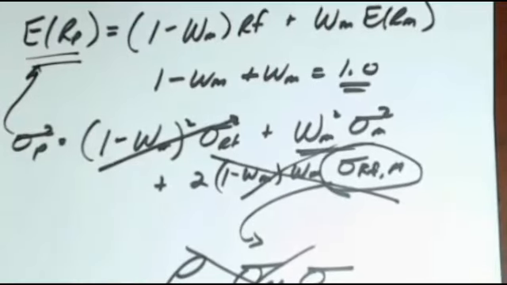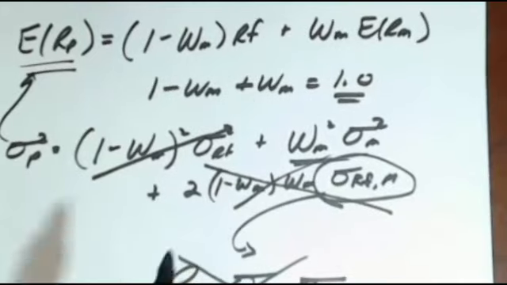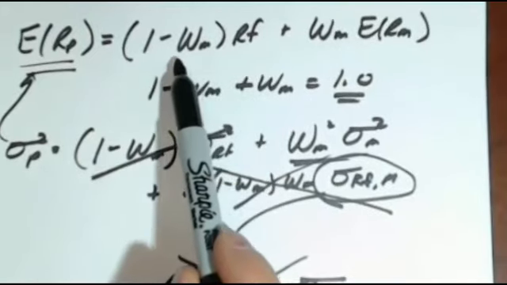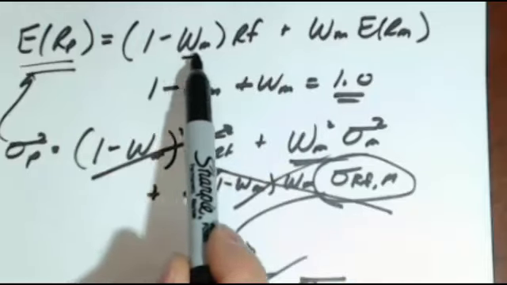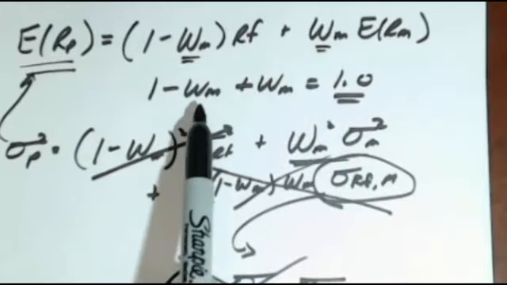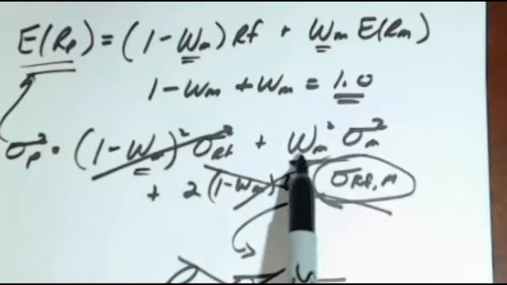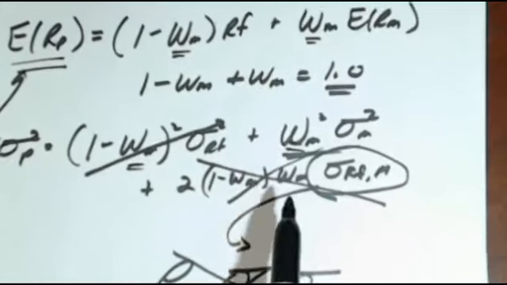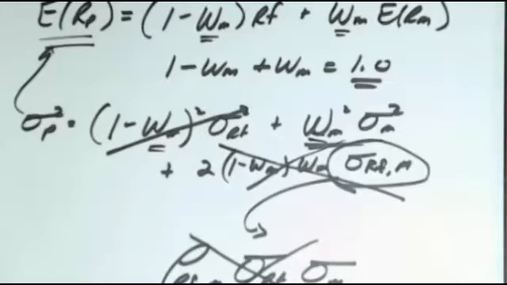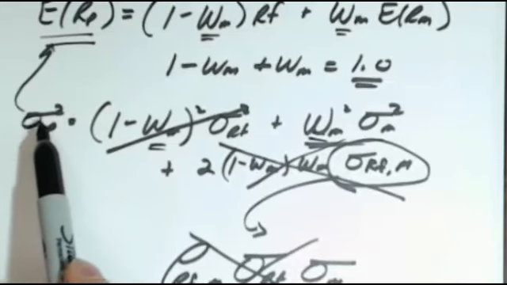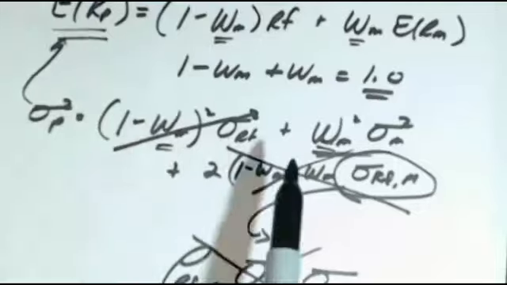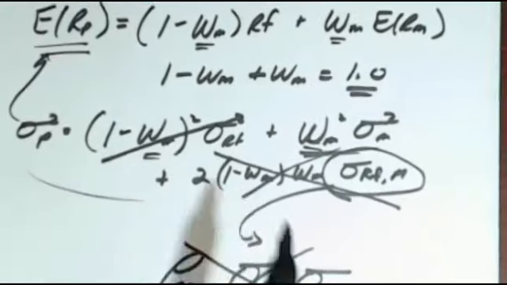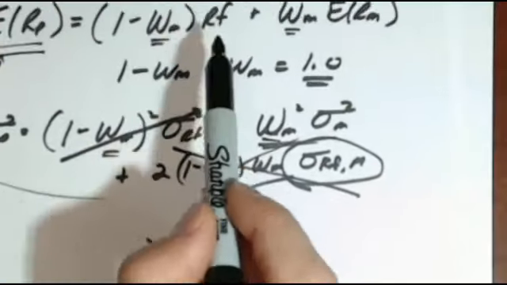And the way to do that is to realize that these two equations have the same weights in them. See the W's? The W's are in these equations, and so I can take advantage of that. If I can solve this equation in terms of weights, I can substitute it into the top equation and try to make a little more sense out of it from a risk and return perspective.